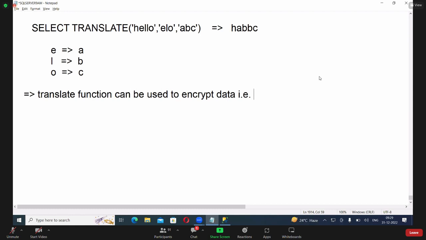What does encryption mean? It is converting plain text to ciphertext. That is called encryption: plain text to ciphertext.